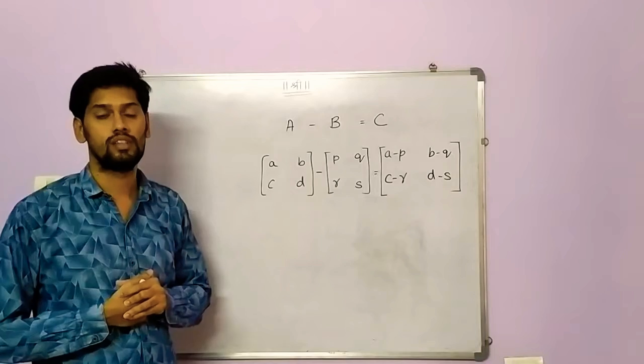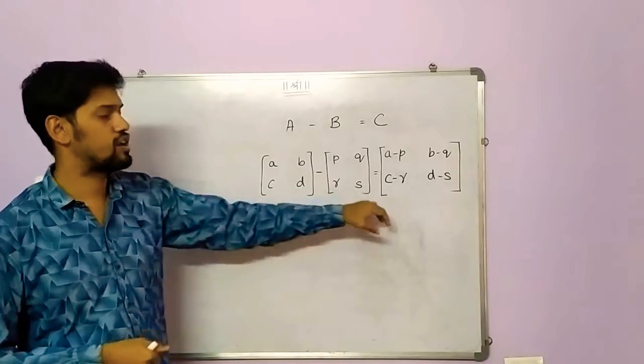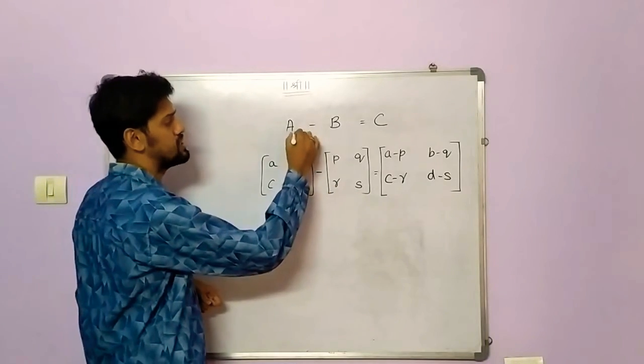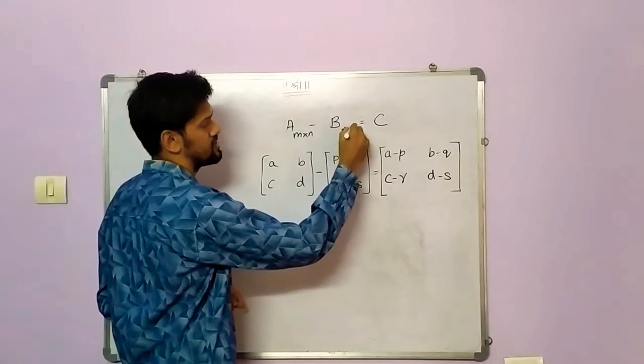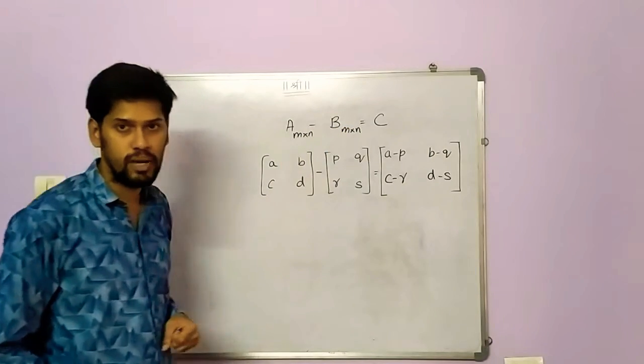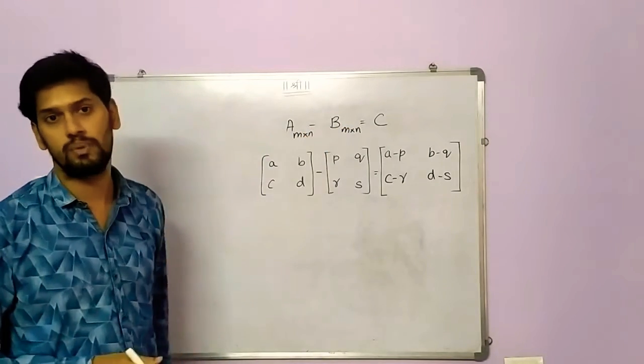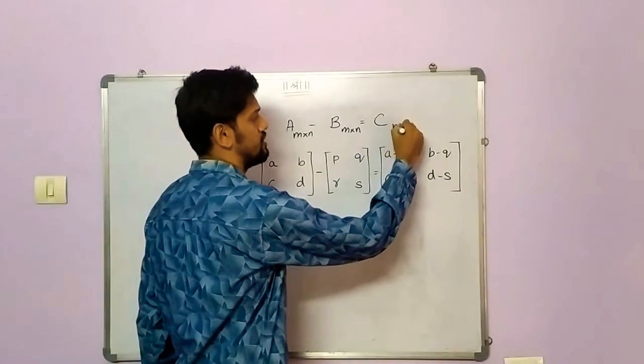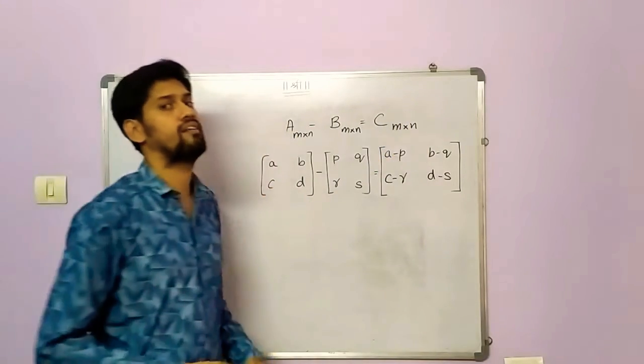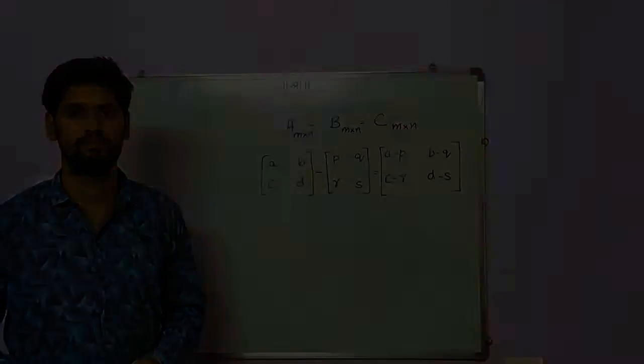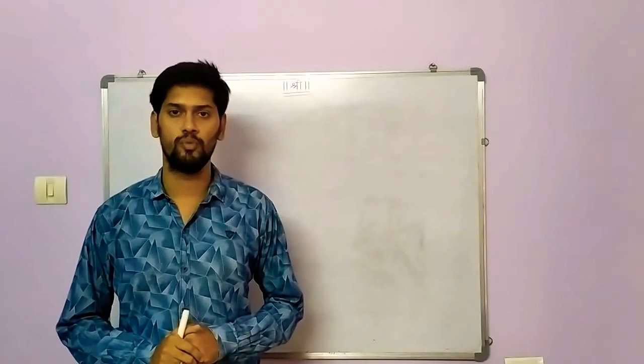Again, in the subtraction operation, the order of both the matrices should be the same. That is, if this is m cross n, this also should be m cross n. And when you perform this operation, whatever matrix you get will have the same order. Now try to solve these few problems.